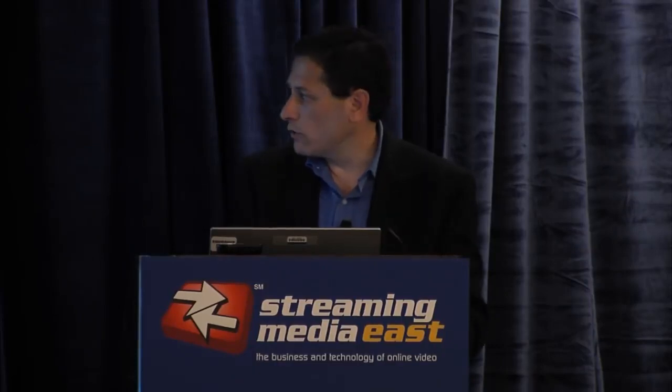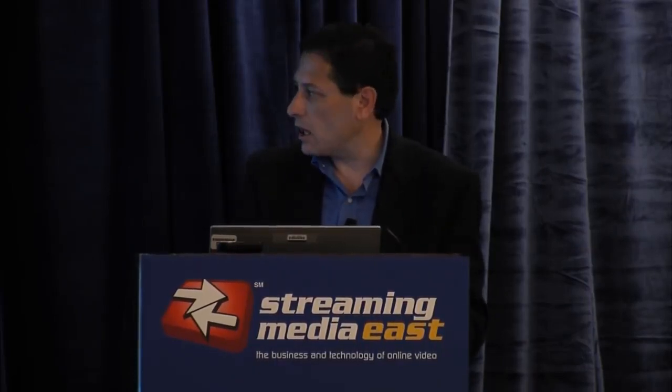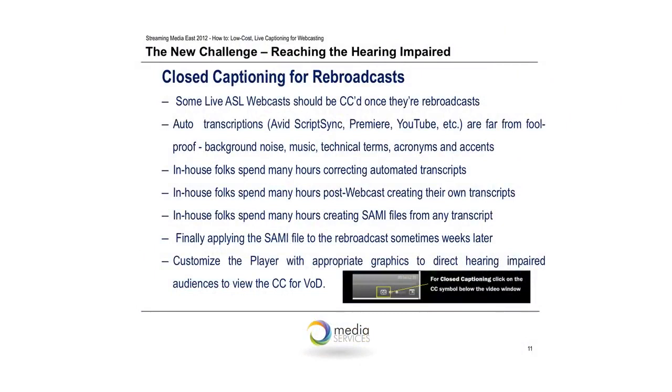So with the advantage of captioning, knowing that that's more universal, we were on a crusade. How could we make it live, too? Closed captioning for rebroadcasts. Some live American Sign Language webcasts wound up being closed captioned anyway. Auto transcriptions. Has anybody used any auto transcriptions, either from Premiere, YouTube, a couple other things? Have you guys had any difficulty using them? Context, words that didn't translate. I don't mean translate in a different language, didn't translate from the analog, you know.